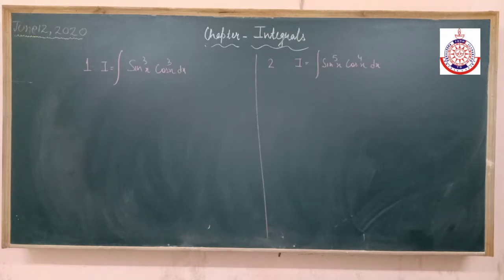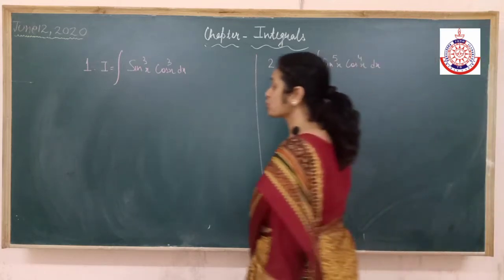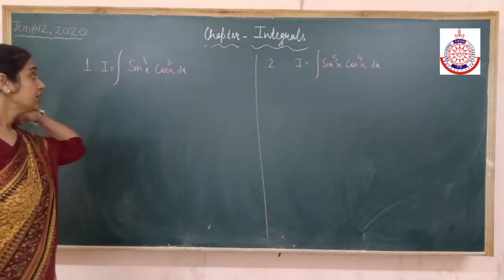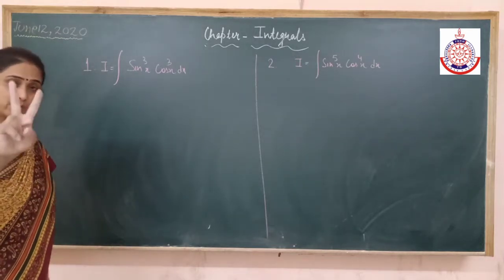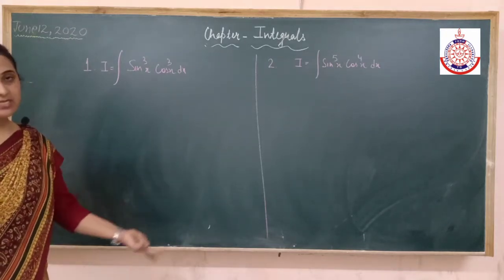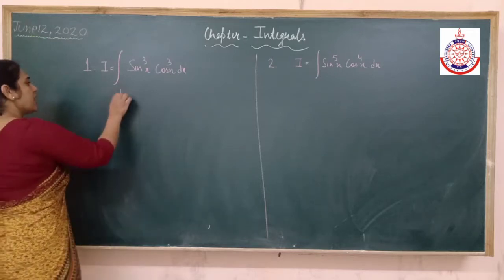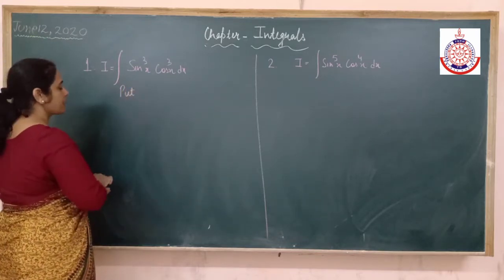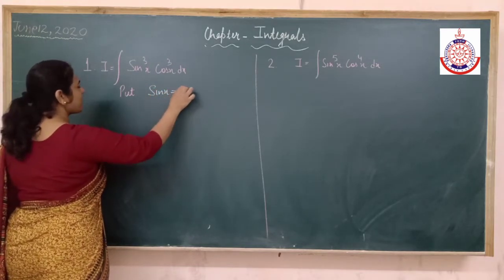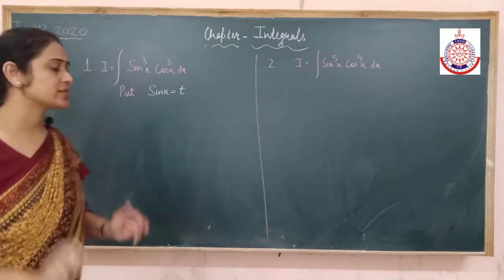Alright, the first example is I have to integrate sine cube x into cos cube x. Now just connect it with the case. It has both odd powers. That was case 3. Case 3, both have odd powers, so that was your choice, whether you put sin x equals t or you put cos x equals t. I am putting sin x. There is a reason, because if I put cos, a negative will come. I don't want that negative to come, so I am putting sin x. It's your choice. You can put cos x also.